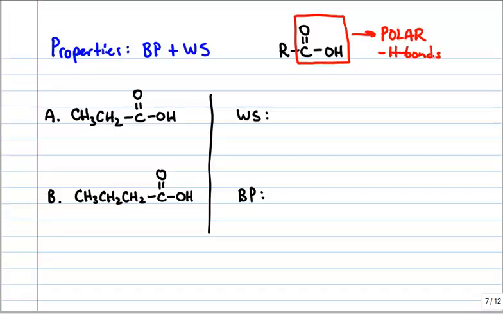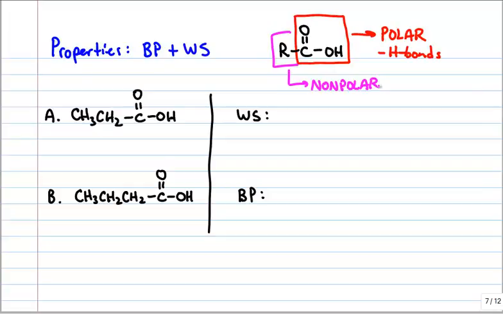Now, the R group, on the other hand, is typically a hydrocarbon. So it is going to be nonpolar. And so this is going to play a role in some of the analysis we're about to do with the 2 carboxylic acids shown below, A and B. The 2 questions that I need to know the answer to are which one has a higher boiling point and which one has a higher water solubility.